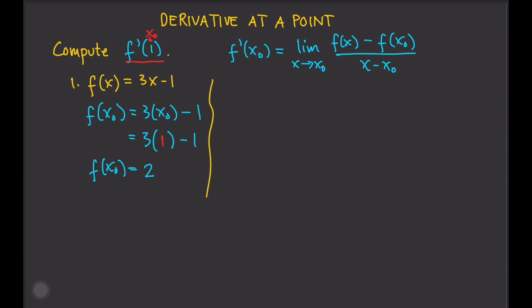Okay, so let's do that. So f prime of x sub 0, again x sub 0 is 1, equals the limit as x approaches 1. Let me use another color here. Then we write our f of x. Our f of x is 3x minus 1, so let's just write that here. Minus our f of x sub 0, which is 2. So let's write that there. Divided by x minus x sub 0, which again is equal to 1. So let's just write 1 here.